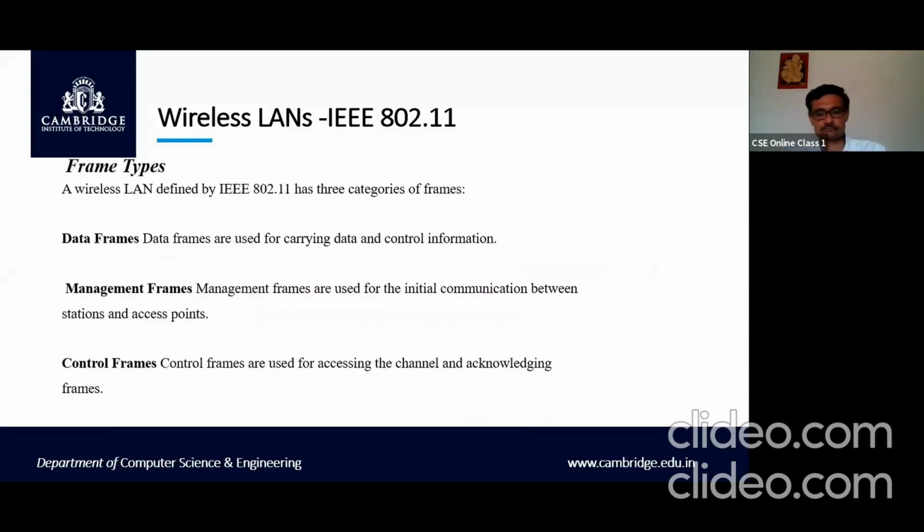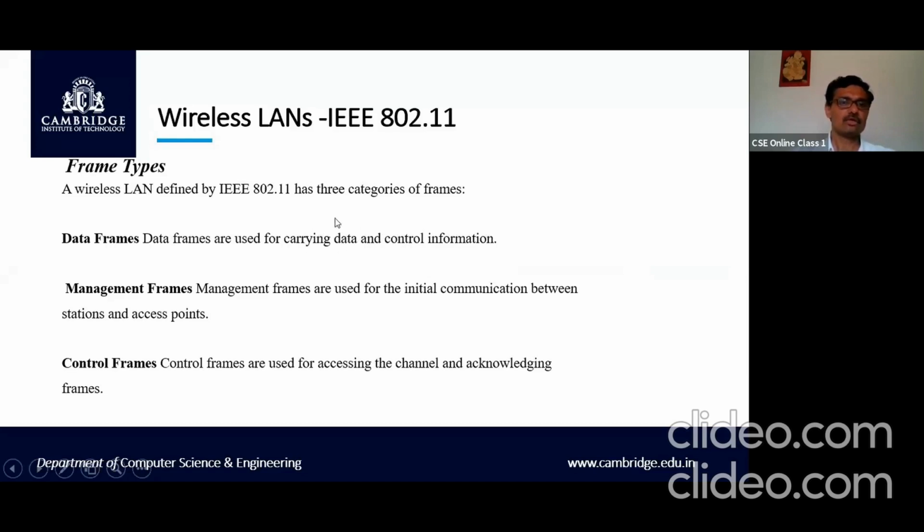Next up. Here, as I said, we have 3 types of frames: data frames, management frames, and control frames. Data frames are used for carrying data and controlling information. So it is carrying data, and sometimes they also use controlling information, like, as I said, sequence number, error checking. All are control information. So they carry the data as well as this.